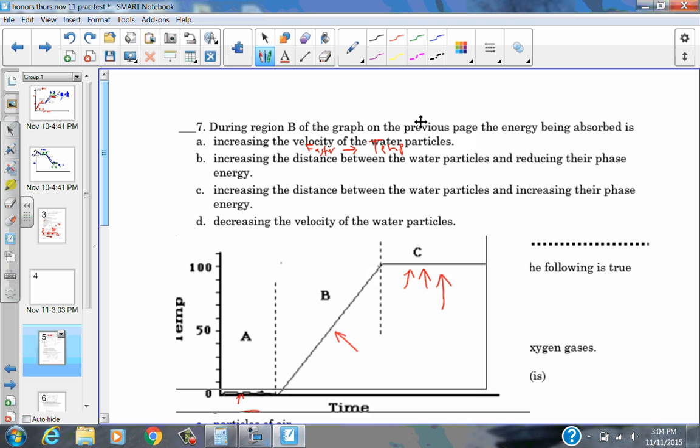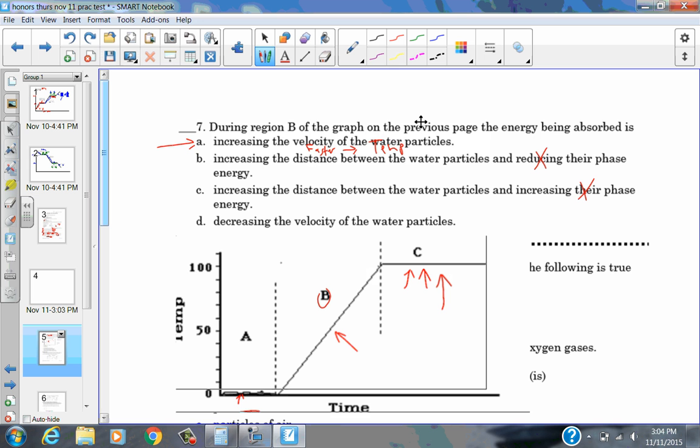I believe that A is the best answer, but there's no way I'm going to put it and move on. Is it going to increase the distance between the water particles and reduce their phase energy? There is no phase change at letter B. It is simply changing in temperature, so no, it's not going to reduce their phase energy. Increasing the distance between the water particles and increasing their phase energy? No change in phase energy.